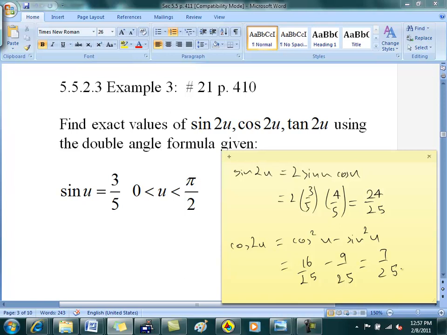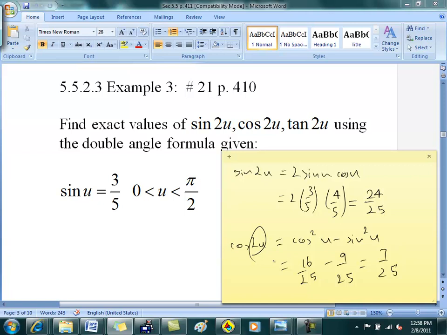Now my question to you is this negative? Can this be negative? Can this be negative? 4 squared. 4 over 5 squared. Can it be negative? No. Why not? Because it has to be less than. What do you mean it? Define it. Yeah. Who's it? Which angle? But we are looking at cosine 2u.